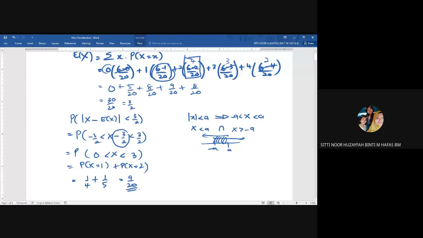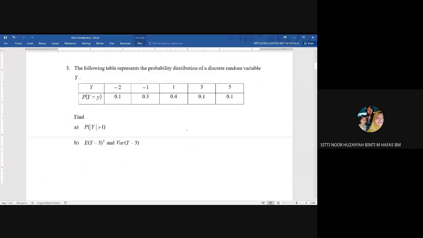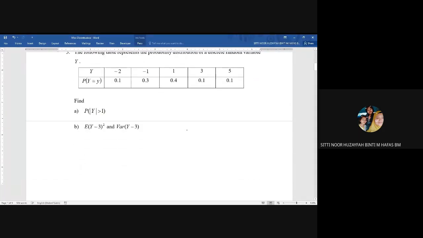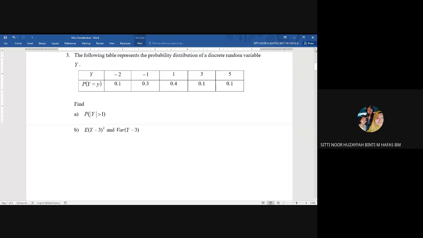So we are talking about the absolute inequality. Remember, you have to remember the definition of absolute inequality. So that's for question number 1. Let's move on to question number 3 for the discrete random variable. So we just go through this one.